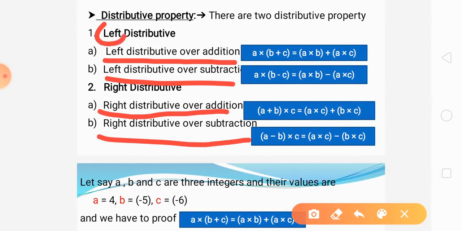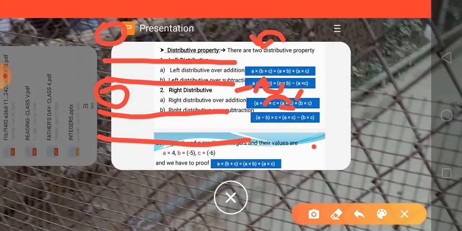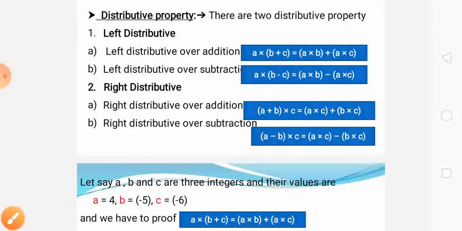What does it mean by left and right distributive? We are using the term left because the multiplication sign is to the left of the addition statement and the multiplication sign is to the left of the subtraction statement. That is why left distributive over addition, left distributive over subtraction. In the right distributive, the multiplication sign is to the right of the addition statement. So we are saying it right distributive.